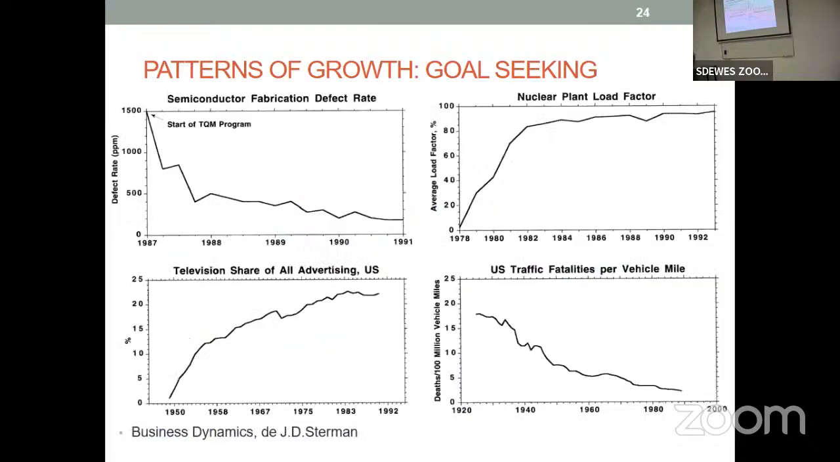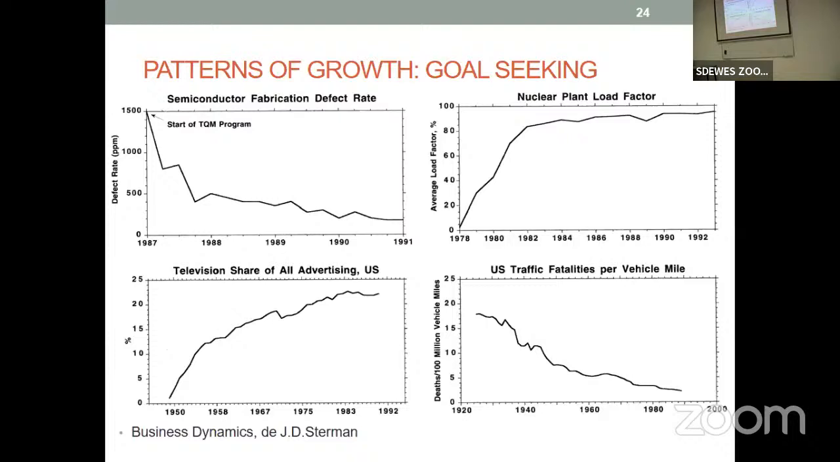These are some real patterns of goal seeking, also from Sterman's book. This is, for example, the total quality management program. They start with the TQM program in order to correct the fault or defect rate in the fabrication of semiconductors. So they decrease the number of faults or defects until a minimum rate.